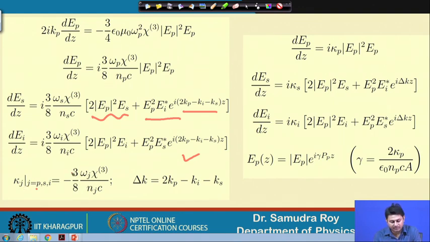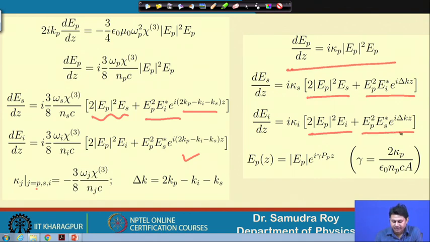Then on the right hand side we have a more compact form. This compact form is dEp/dz equals i kappa p, mod Ep square, Ep, which is a straightforward self phase modulation kind of equation. In the next case we have a cross phase modulation equation with a four wave mixing term, and in the last case also I have a cross phase modulation with Ep and the corresponding four wave mixing term.